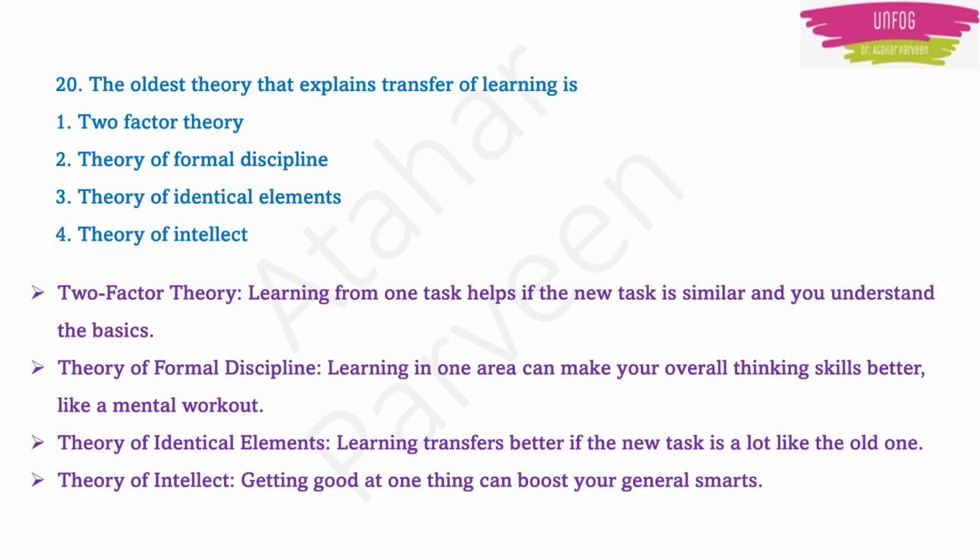Learning transfers better if the new task is a lot like the old one. Okay. Then theory of intellect means getting good at one thing can boost your general smartness. Okay. So all 4 theories are theories of learning only. But the oldest one is, as I told you, the theory of identical elements. Here learning transfers better if the new task is the same as the old task. Okay. That means practice makes a man perfect. That is the moral of the story here.